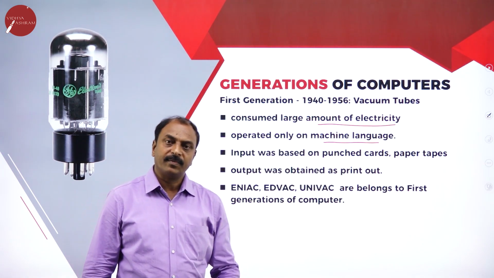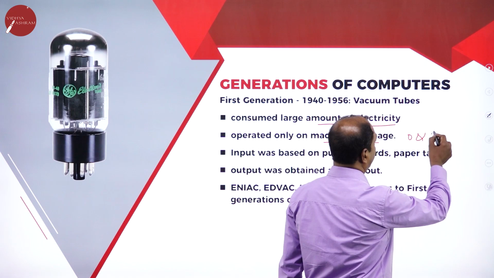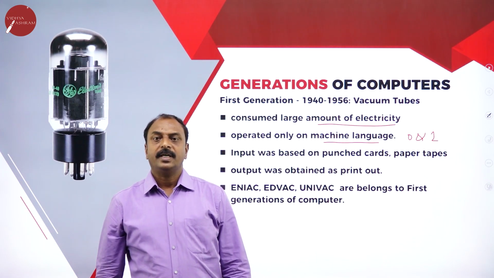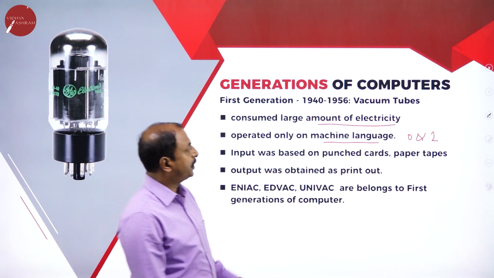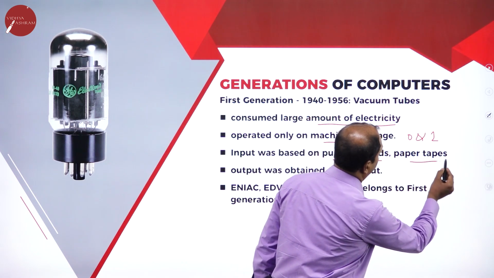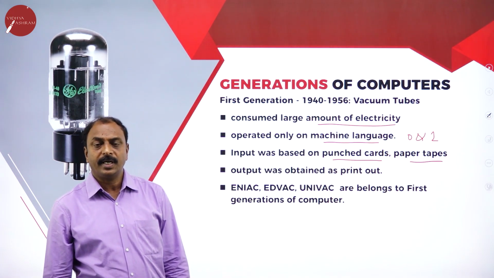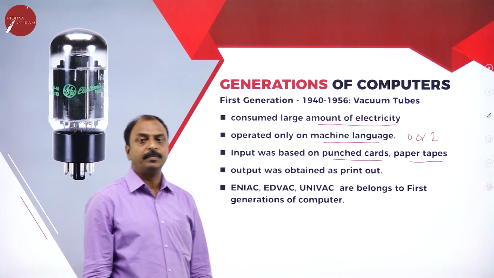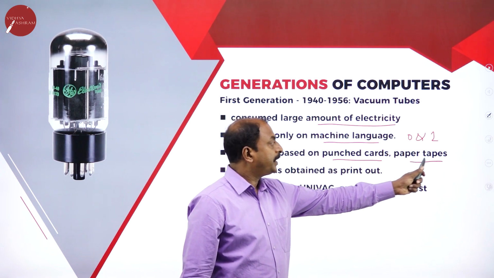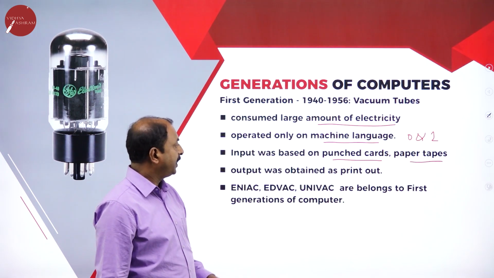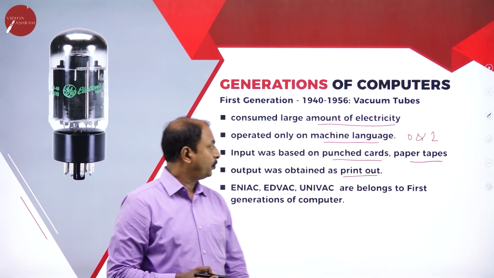And what is machine level language? This machine level language is nothing but the language of zeros and ones. So this is a language of combinations of zeros and ones. And input was based on punched cards and punched tape. As we have seen in the history of computers, punched cards were used as a memory device to store some data or information. So here also they were using punched cards and paper tapes as an input device, and output was obtained as a printout.